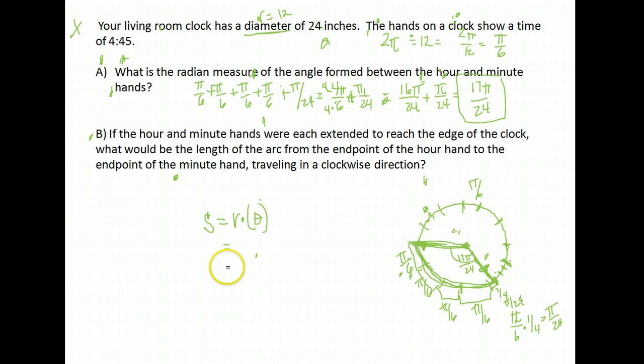So to find our arc length, we're going to take 12 times 17 pi over 24, and we're going to go ahead and write the decimal answer there. So 12 times 17 times pi, and then divide by 24. When we do that, we get about 26.7 inches, the distance on the edge of the clock from the minute hand to the hour hand.